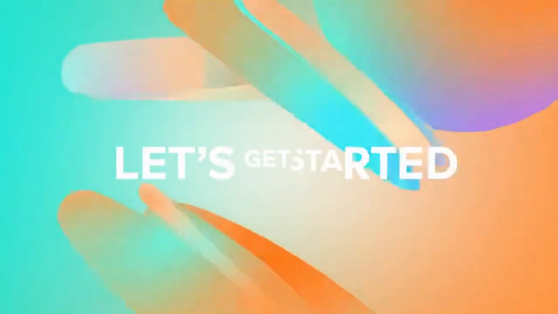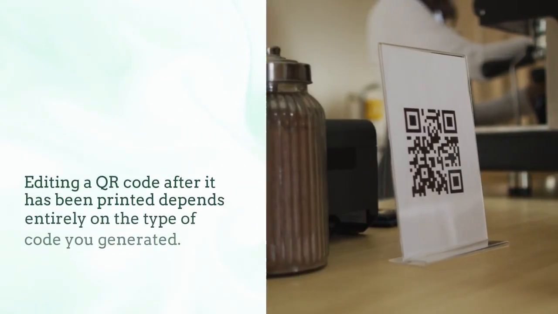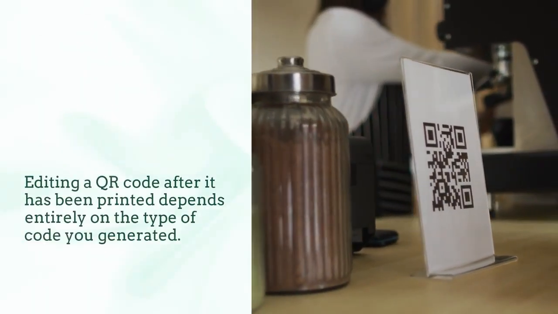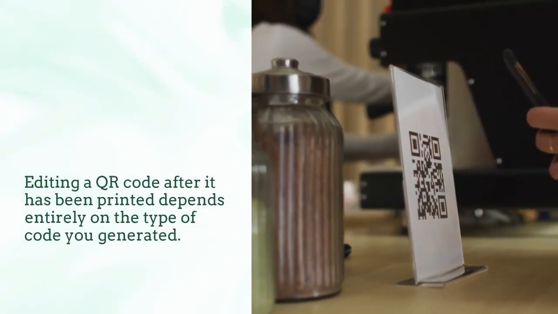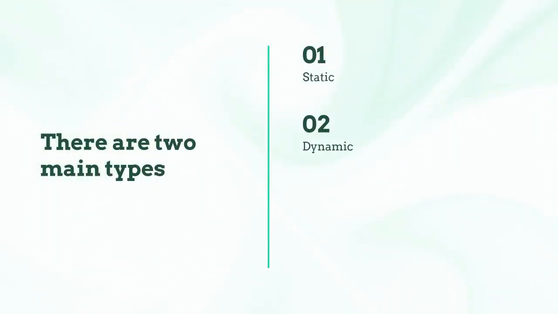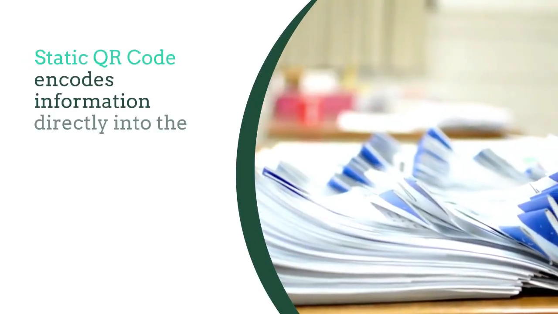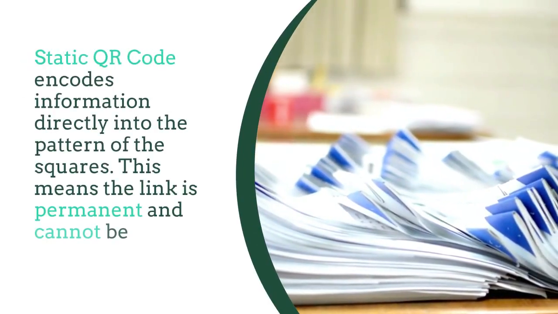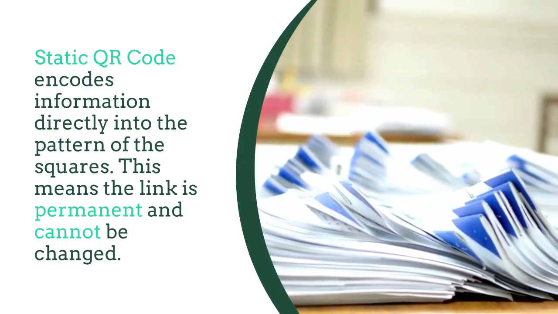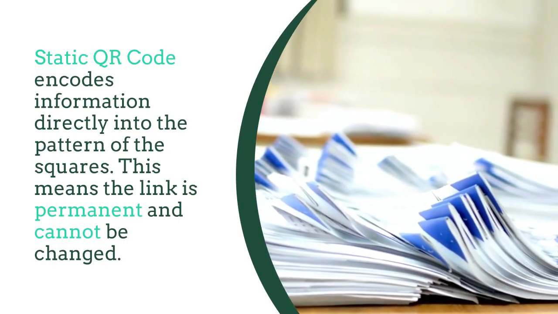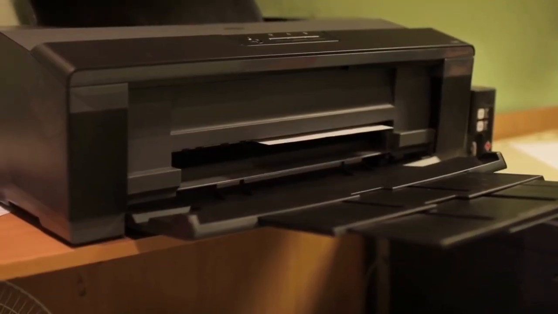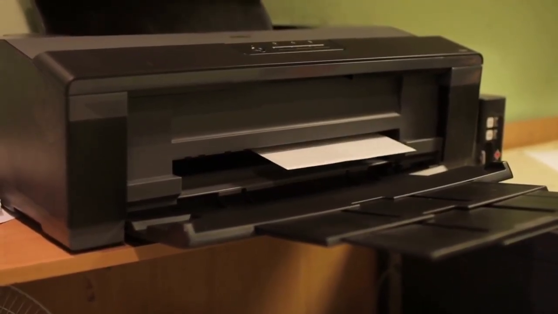Let's get started. Editing a QR code after it has been printed depends entirely on the type of code you generated. There are two main types, which are static and dynamic. A static QR code encodes information directly into the pattern of the squares. This means the link is permanent and cannot be changed. If you made a static code, you will have to create a new one.